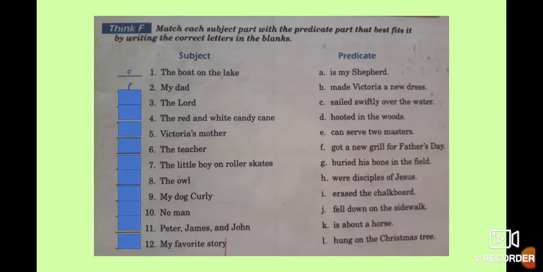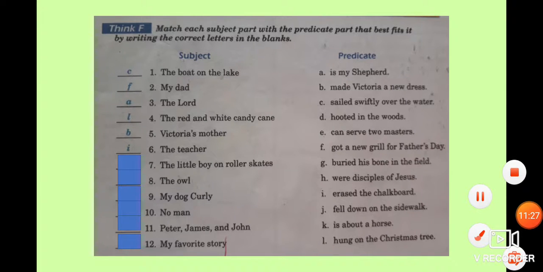Number two, my dad got a new grill for Father's Day. This one is a complete sentence. That means letter F. Number three, the Lord, in this case the correct option is option A, is my shepherd. You know that this one is a Bible verse. Number four, the red and white candy cane, in this case is the letter L, hung on the Christmas tree. Bastón navideño. Number five, Victoria's mother, in this case, made Victoria a new dress. This one is the correct answer, option B. Number six, the teacher erased the chalkboard.